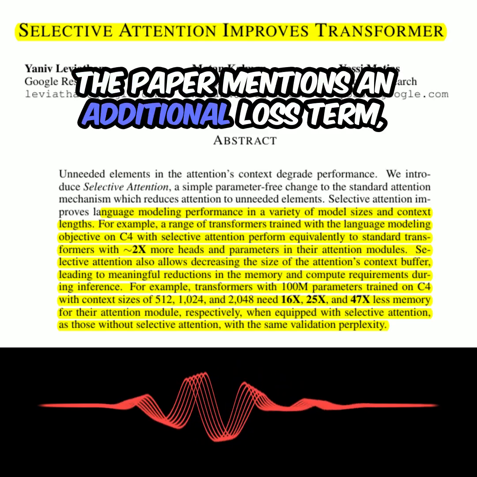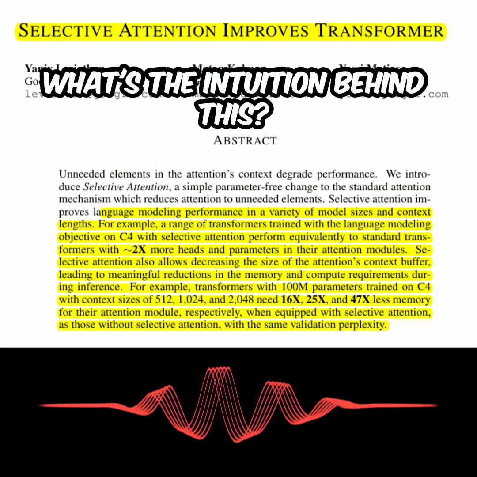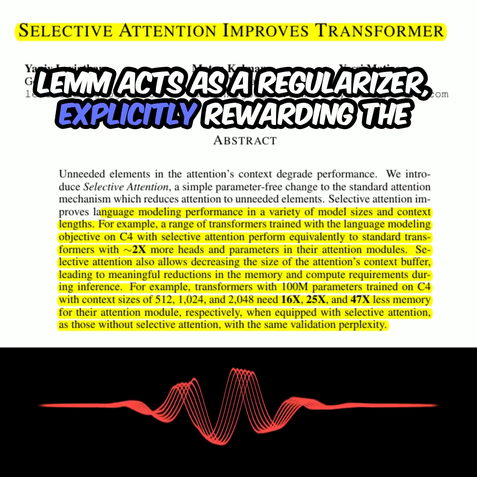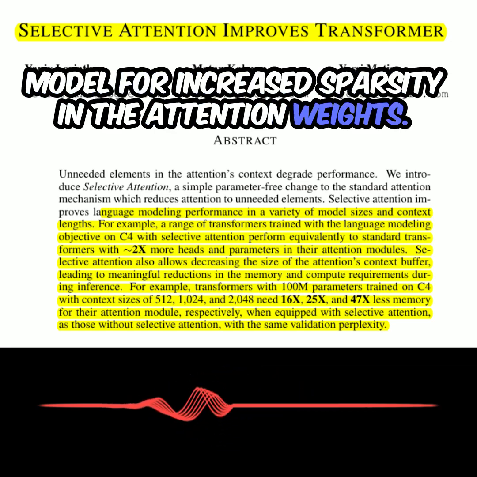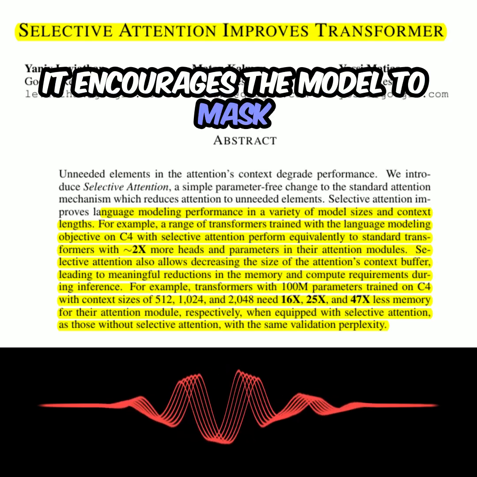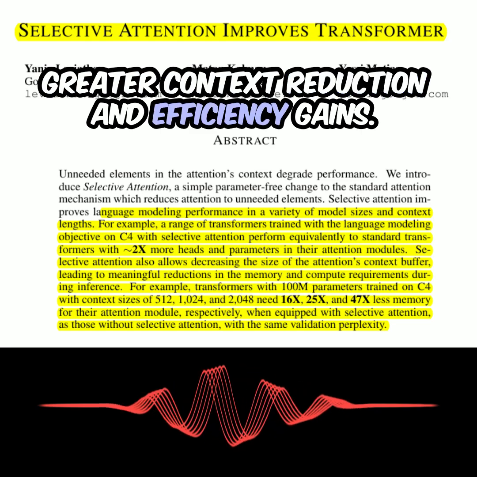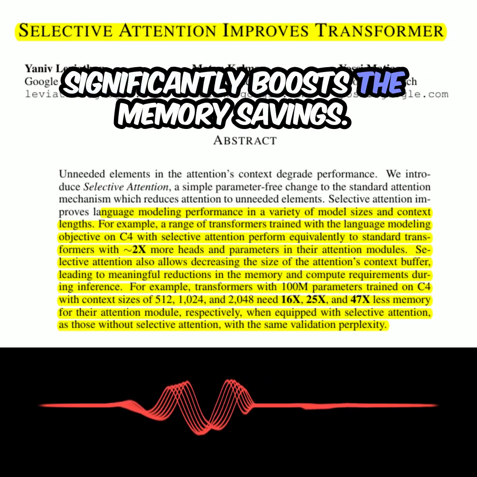The paper mentions an additional loss term, LLM, to further encourage context pruning. What's the intuition behind this? LLM acts as a regularizer, explicitly rewarding the model for increased sparsity in the attention weights. It encourages the model to mask out more tokens, leading to even greater context reduction and efficiency gains. It's a simple addition, but it significantly boosts the memory savings.